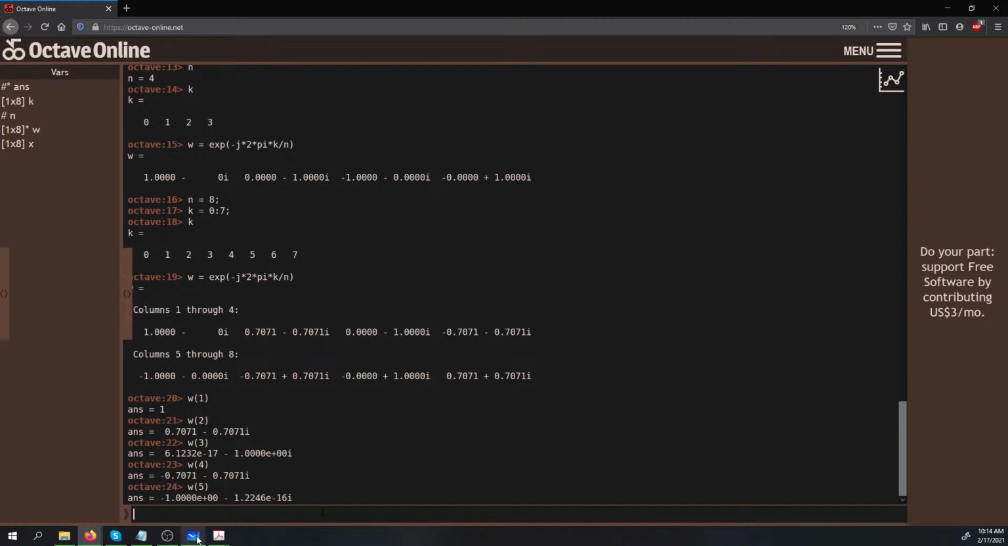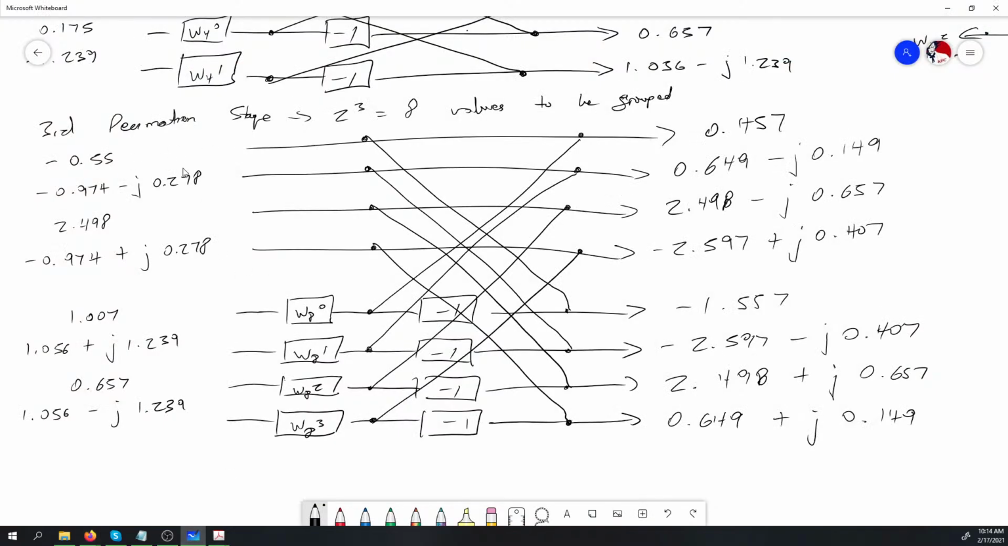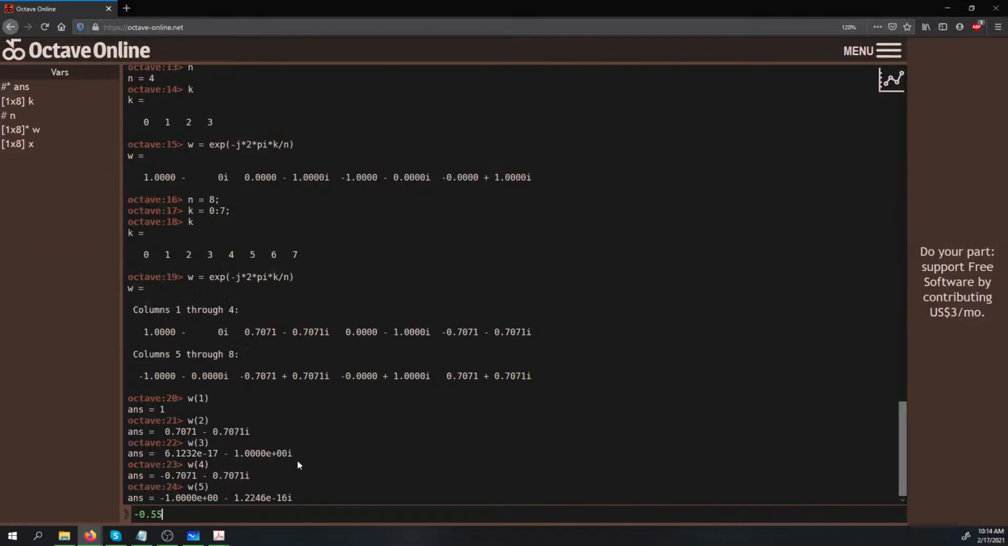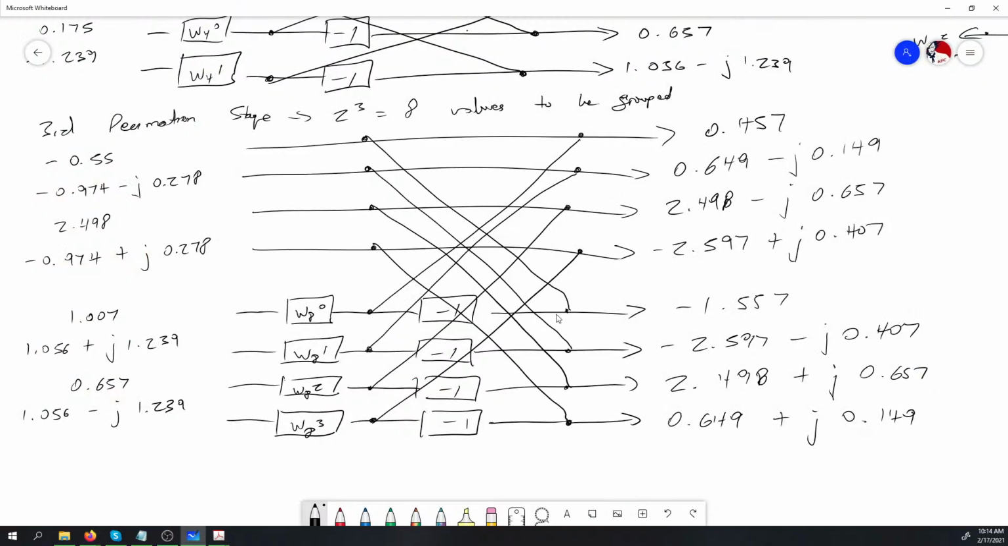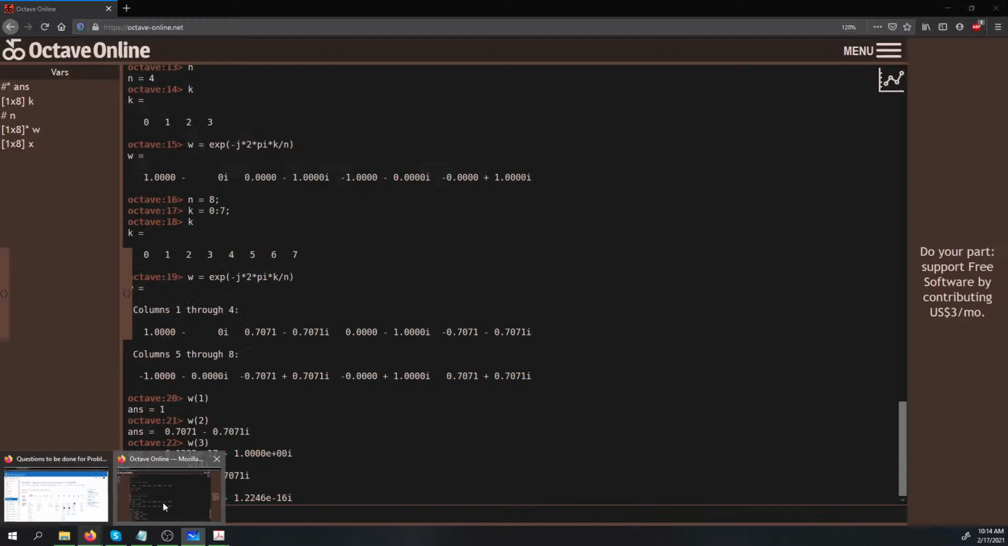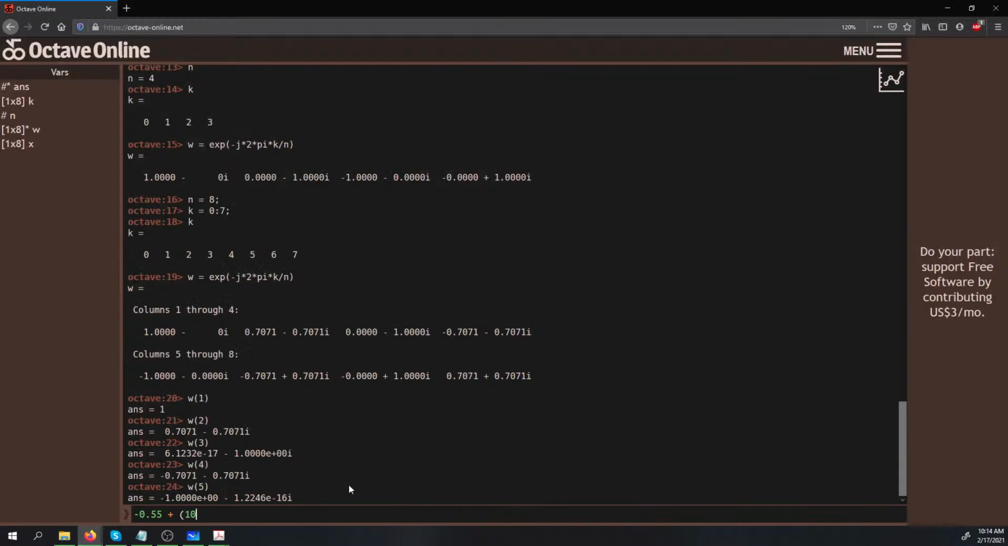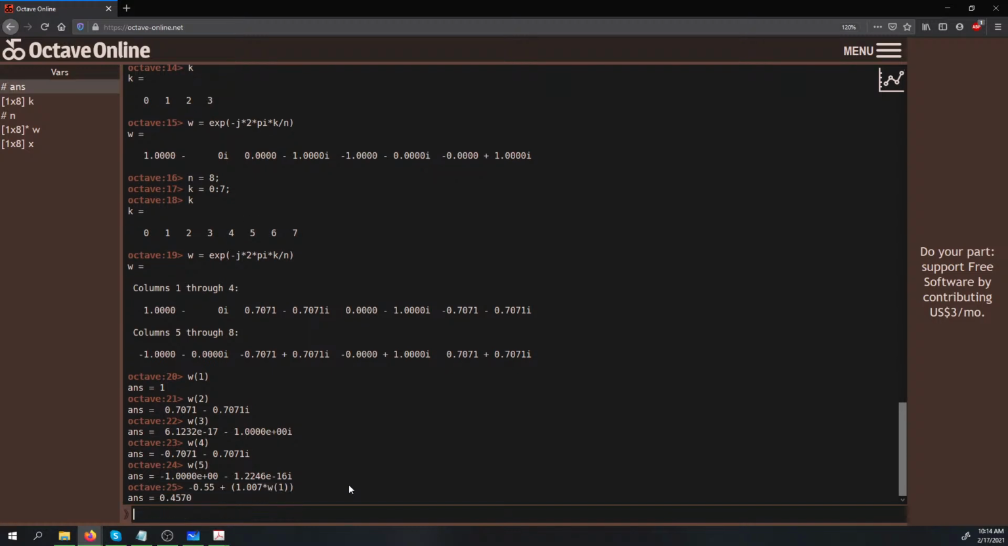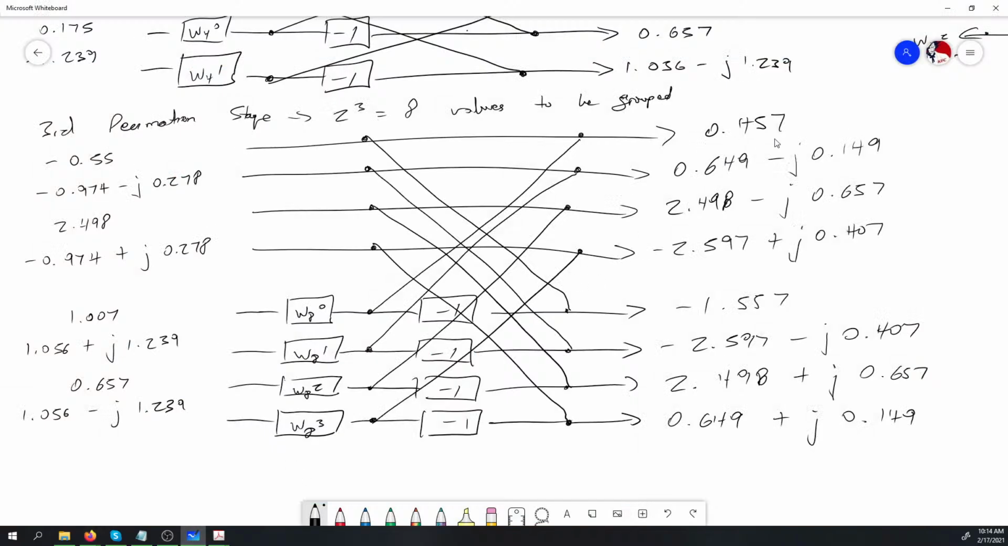Alright, so let's say we did want to do one of these calculations. We have negative 0.55 here, so we say minus 0.55 plus 1.007 of W8 of 0, then 1.07 by W of 1. You can see this will calculate out to 0.457 for us accordingly.